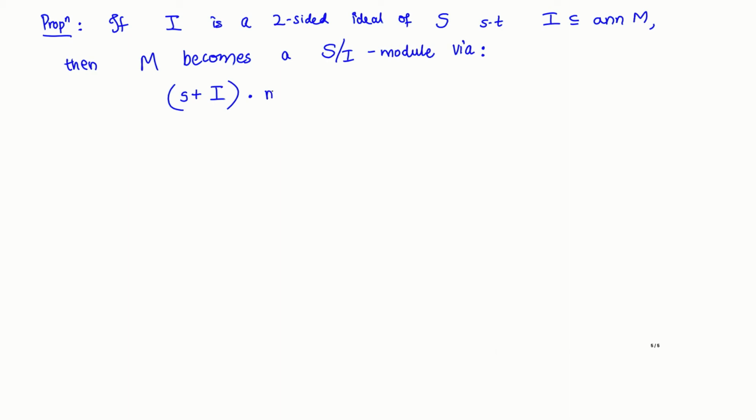How can I make this act on M? Well, there's only one obvious way to define it. I'll just say (s + I) times m is equal to sm, for all s in S. So suppose I define it like this. The first thing that one has to check in all these cases is that this is well defined. What if I choose a different representative of my coset? Will I get the same answer? Well-definedness is the first property.